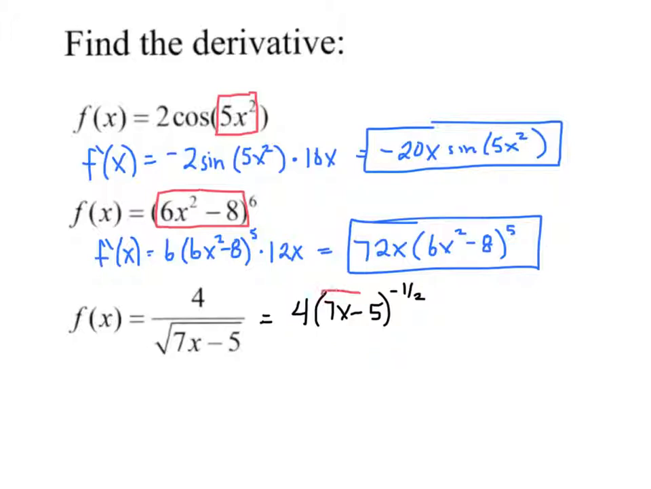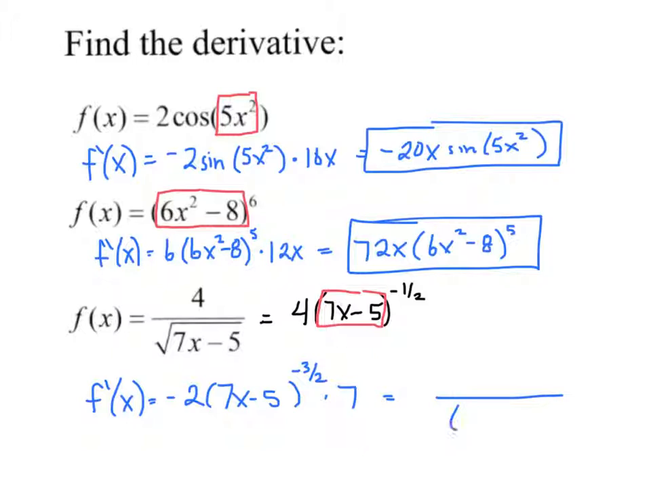Okay. 7x minus 5 is going to be my inside function. So 4 multiplied by negative 1/2 is negative 2. Now it was negative 1/2. If I drop the power another 1, I get negative 3/2. I leave the inside alone. And then I multiply by the derivative of the inside. So I have 7x minus 5 to the 3/2 power on the denominator, and I have negative 14 in the numerator.